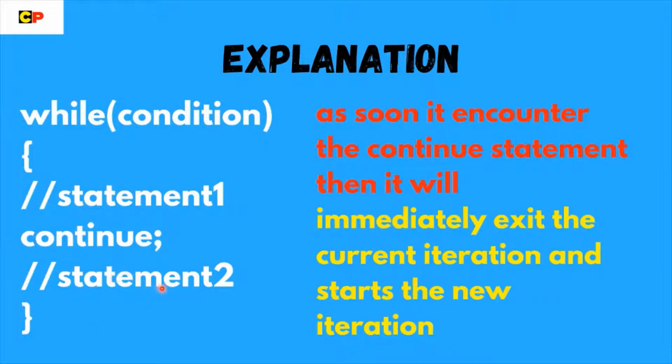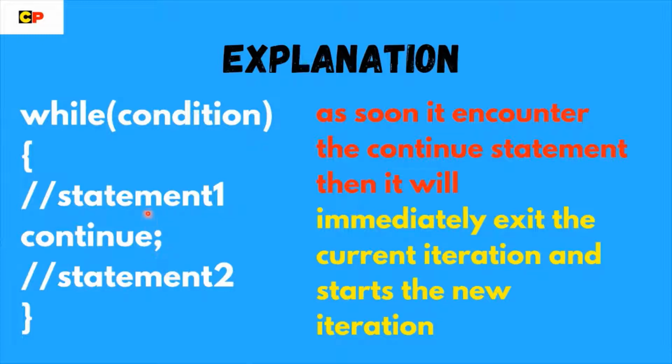Then after executing statement 2, it will go back to its initial position, and if the condition is again found to be true, it will come into the same while loop and execute statement 1 and statement 2 again and again. This process will go on until the condition is found to be false. So this is how the while loop will run if we do not have the continue statement between statement 1 and statement 2.